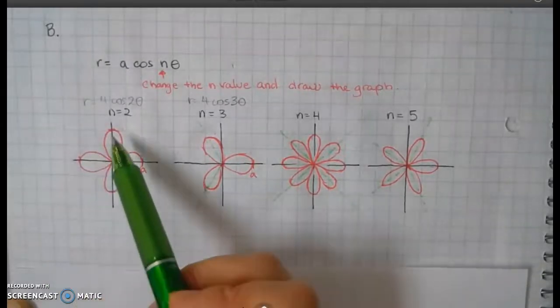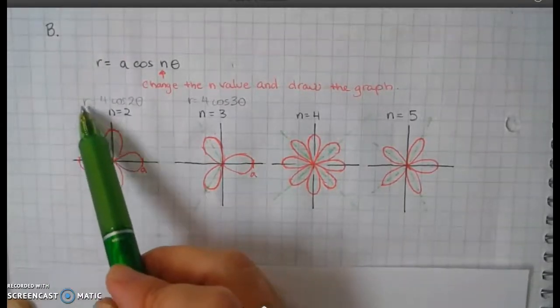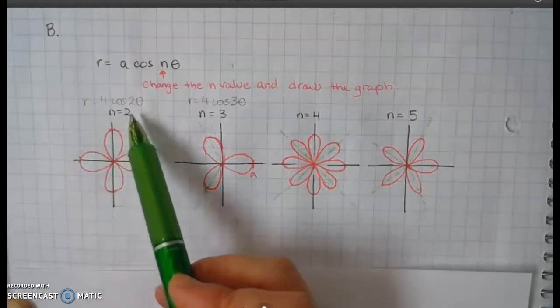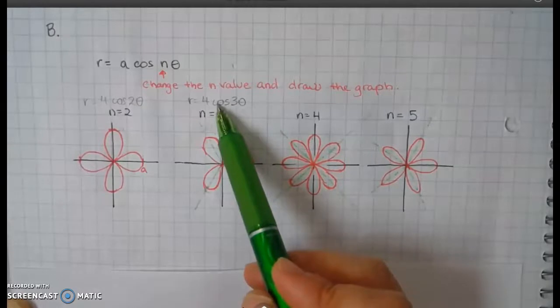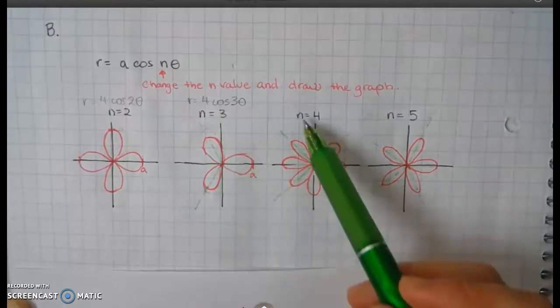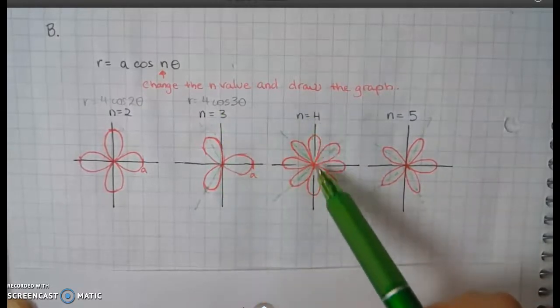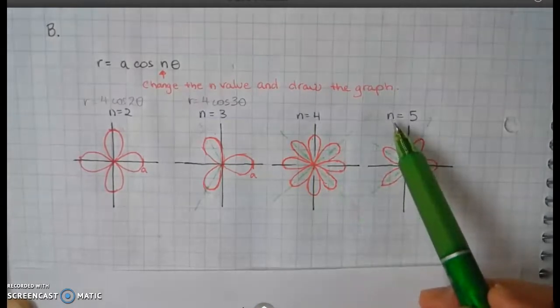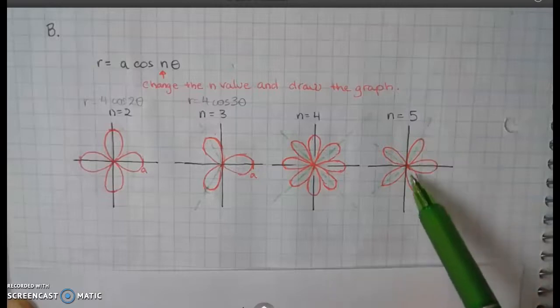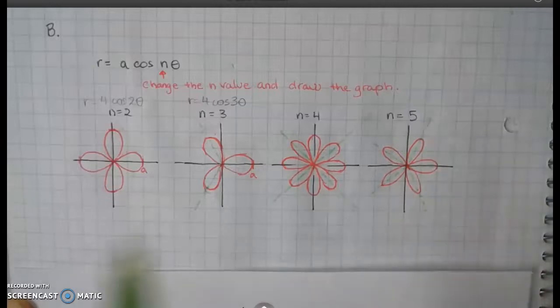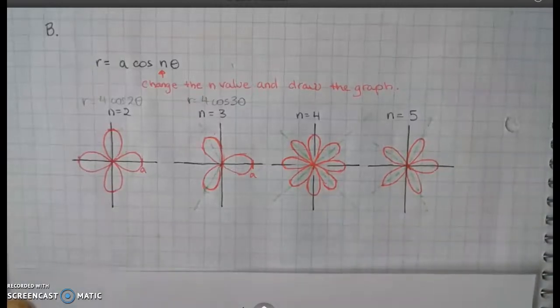And hopefully you found that if I graphed, say, r is equal to 4 cosine of 2 theta, you ended up with this kind of graph. Cosine of 3 theta would be this. r is equal to 4 cosine of 4 theta would be this. And r is equal to 4 times cosine of 5 theta is going to be equal to this. Okay, so these are what we call roses.